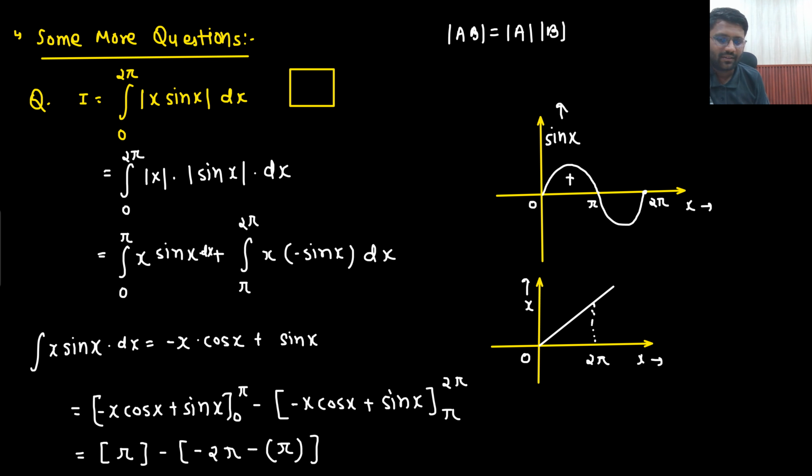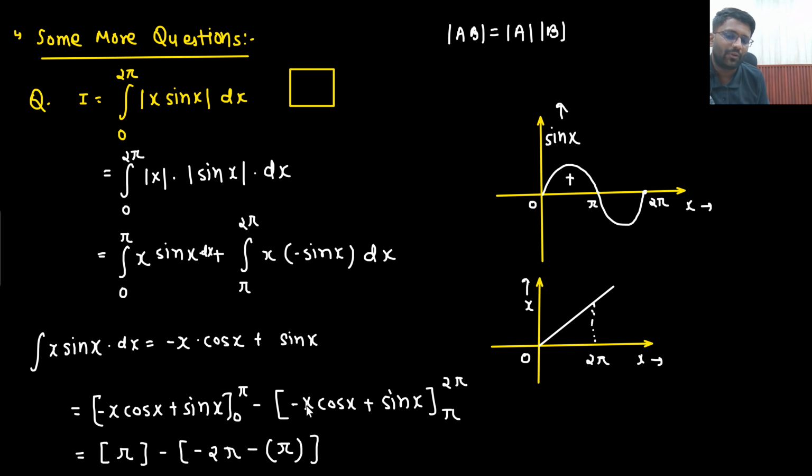I put the limit here. So what am I getting? Pi cos pi. Cos pi is minus 1, so this will become plus pi. Sin pi is 0. Then I put the limit 0. 0 into anything will be 0 only. Sin 0 is 0 only. Right. Then I put 2 pi. So minus 2 pi cos 2 pi. Cos 2 pi is 1, so it will become minus 2 pi. Then I put sin 2 pi, which is 0.